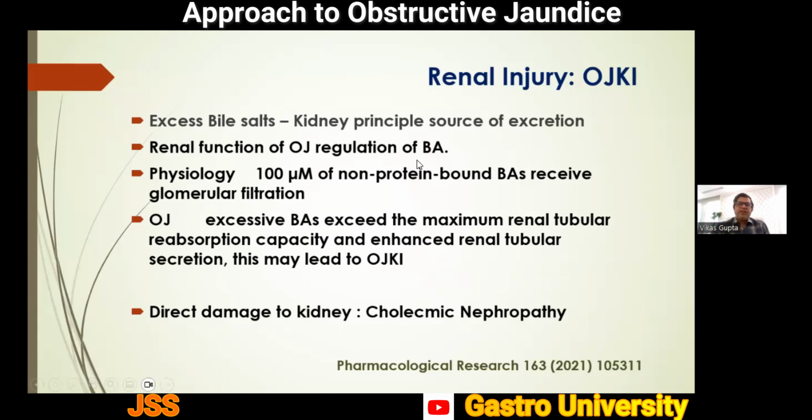So how do bile acids cause renal injury? Because when the bile duct is obstructed, all the bile acids are absorbed into the systemic circulation. Under normal physiology, 100 micromole of non-protein bile acid is received by GFR. When obstructive jaundice is there, it overloads the renal tubules beyond the reabsorption capacity, and this directly damages the kidney. So this is what is called cholemic nephropathy, or obstructive jaundice kidney injury.